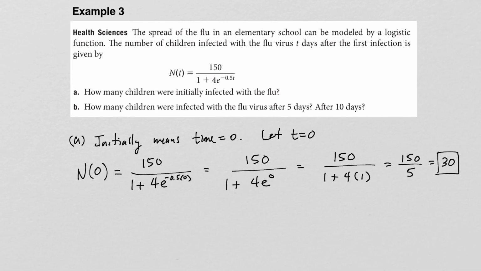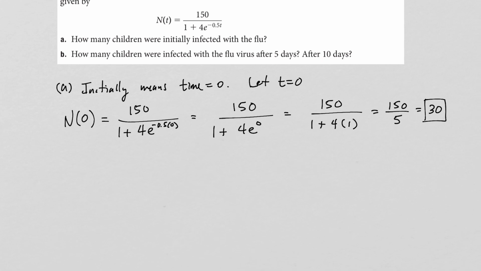Now they ask us, how many children were infected with the flu virus after 5 days? And then how many were infected after 10 days? So to do this, all we have to do is plug in the numbers 5 and 10 into our function. Now the difference is, to do this, we will need to use a calculator. Right, so the number of children infected after 5 days is equal to 150 divided by 1 plus 4 times e to the negative 0.5 multiplied by 5.